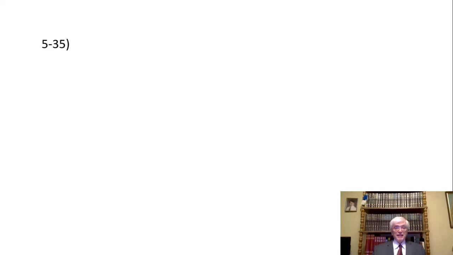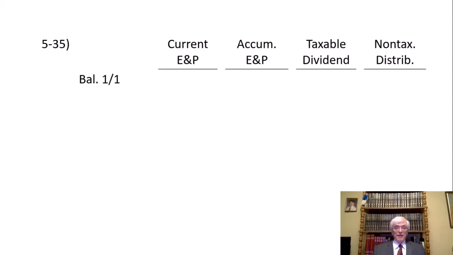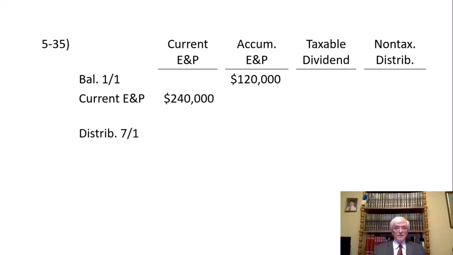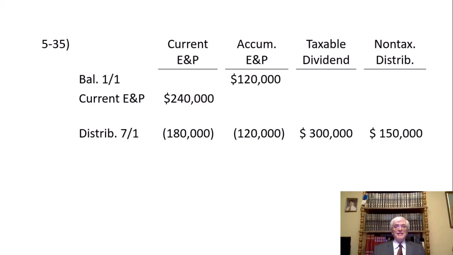So we've got positive E&P, both current and accumulated. Here's our chart. Balance on January 1, accumulated E&P was $120,000. Current E&P, $240,000. The distribution on July 1 was Yi Ling's distribution of $450,000. $180,000 comes out of current earnings and profits, and another $120,000 out of accumulated E&P. That's a total taxable dividend of $300,000, but you got $450,000, so the other $150,000 is a non-dividend distribution. We are now at 0 accumulated earnings and profits.